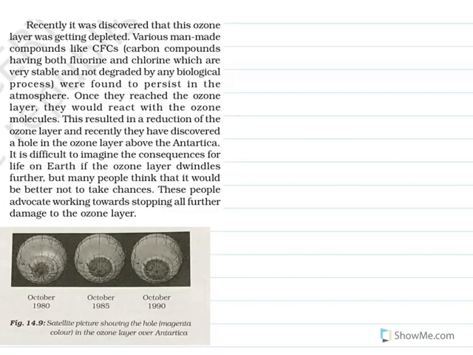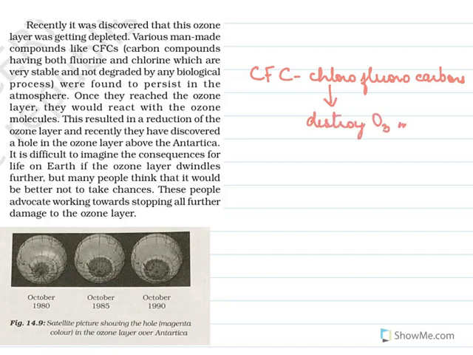In this slide, we'll see such an important gas, the ozone layer. Why is it depleting? Why is there a decrease in the ozone? The main cause of the depletion of the ozone is CFCs, that is chlorofluorocarbons. These are used in industries. These destroy the ozone molecule, which has now led to the depletion of the ozone layer.